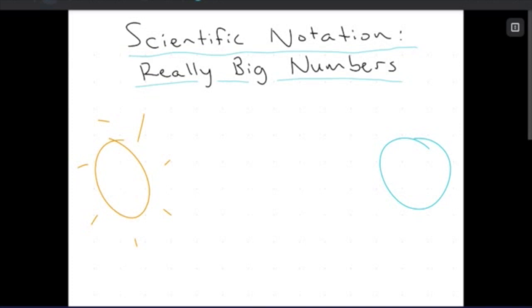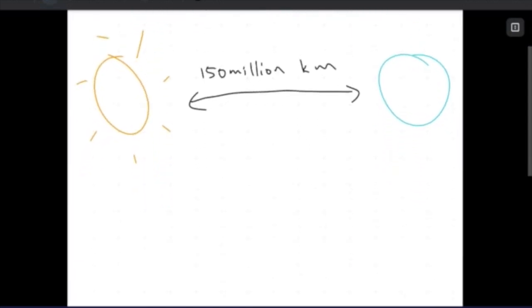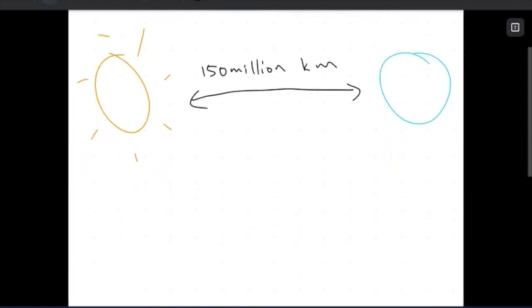So I have the Sun and the Earth, and from what I looked at online, the distance here is roughly 150 million kilometers. Now, really big number. And a lot of science deals with these numbers of magnitude, we call them. These really big, really small numbers. Now, let me write this number out. So if I want to write, I've written it in words here, but writing it in numbers, 150 million.